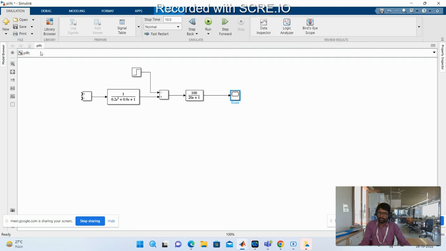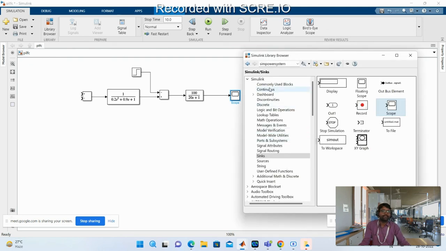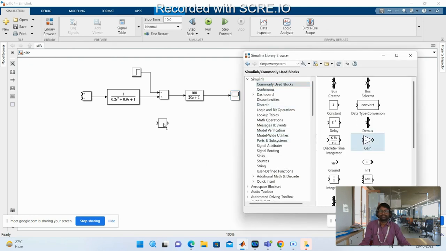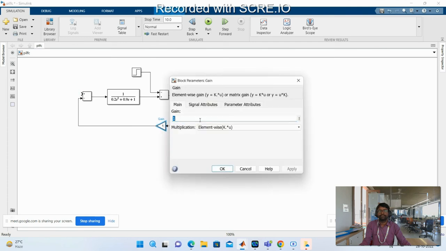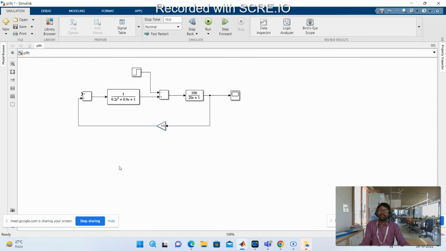What next? The gain block. Perfect, you have to use the gain block. So just connect the gain block. This is the 1 by R, right? Where will you get the input from? From the scope, from the delta. The output of the gain block goes to the adder block, the negative side. What is the value of the gain? 1 by 3, because R equals 3.